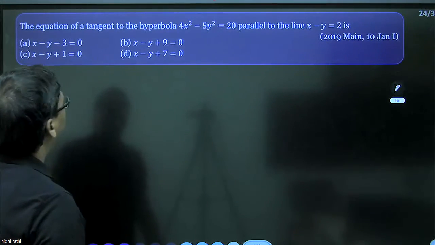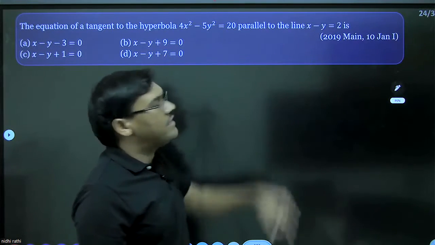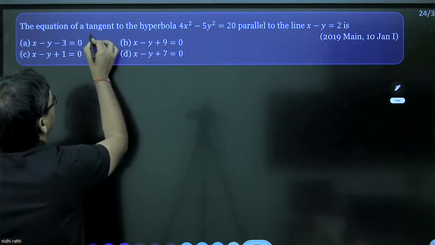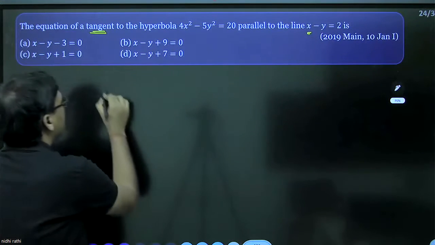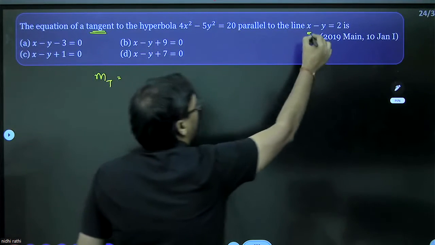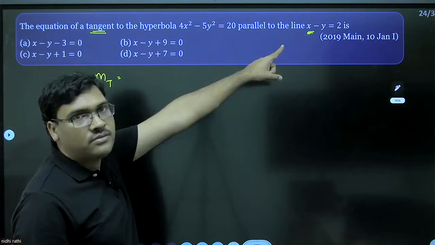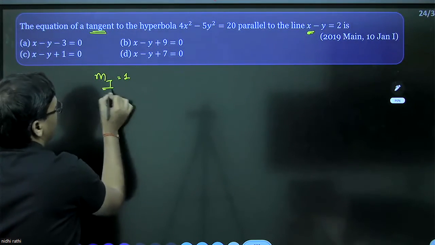Now next question: find the equation of the tangent to this hyperbola which is parallel to the line x − y = 2. So the equation of the tangent you have to find is parallel to this line. What is the slope of the tangent now? If the tangent is parallel to this line, that means the tangent slope will be equal to the slope of this line. The slope of this line is 1. That means the slope of the tangent is equal to 1.